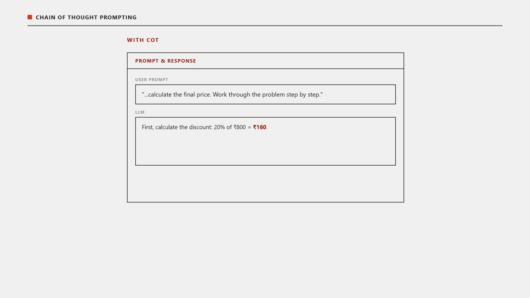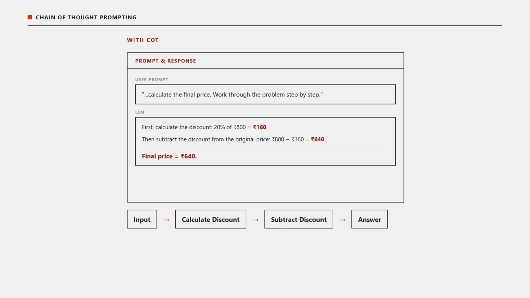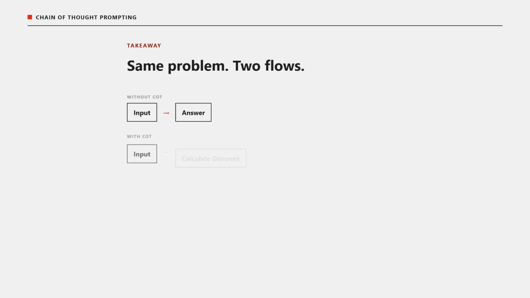The second step is to subtract the discount amount from the original price. And in the final step, it will calculate the final price. So instead of simply going from input to the final answer, chain of thought breaks the problem into intermediate reasoning steps. First, calculating the discount, second, subtracting it from the original price, and finally arriving at the answer.